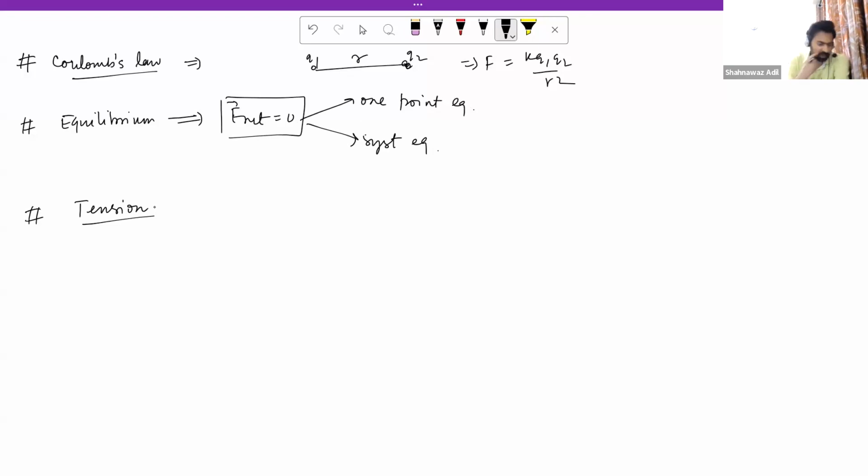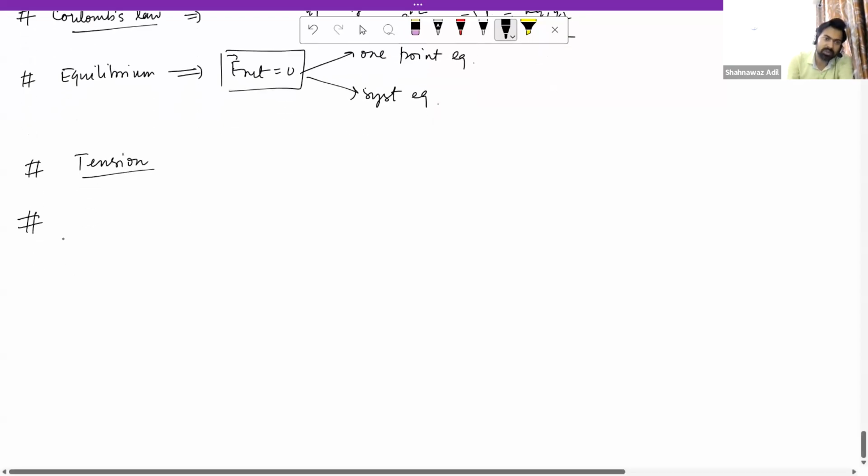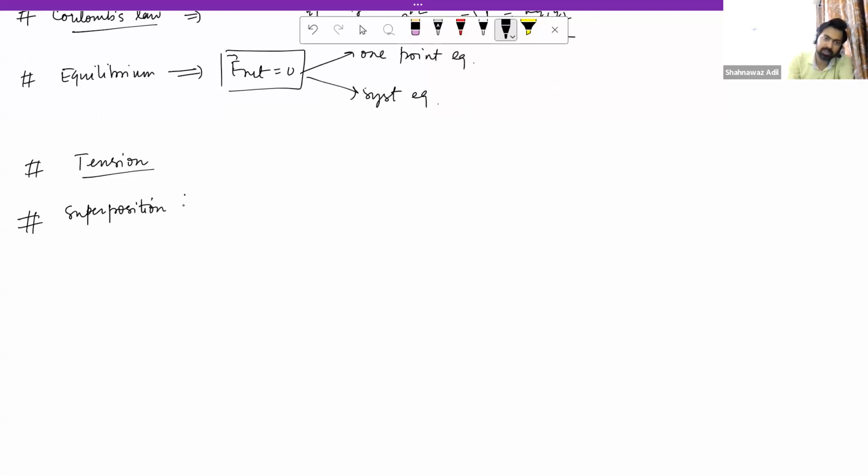Equilibrium with tension. And then we have talked about the superposition principle of force. And we saw that force is simply the vector sum of individual forces, right? This thing we saw.